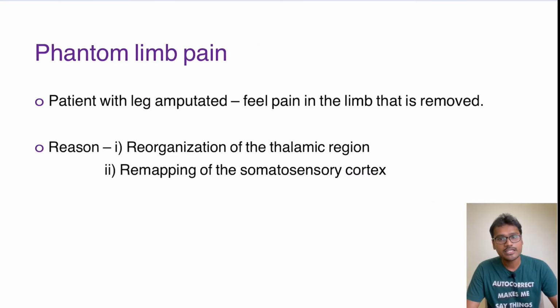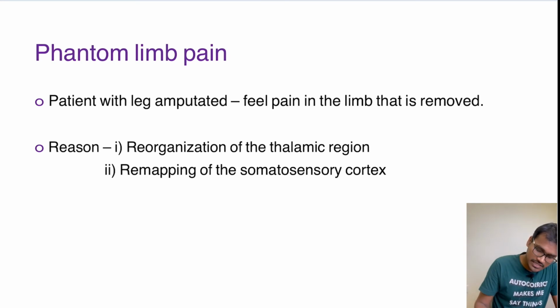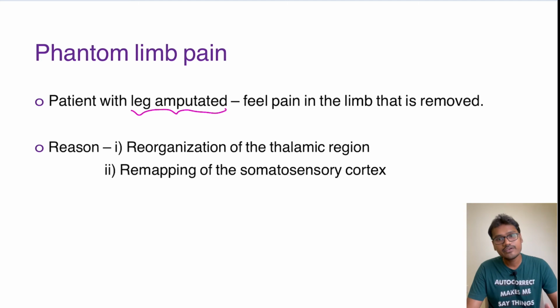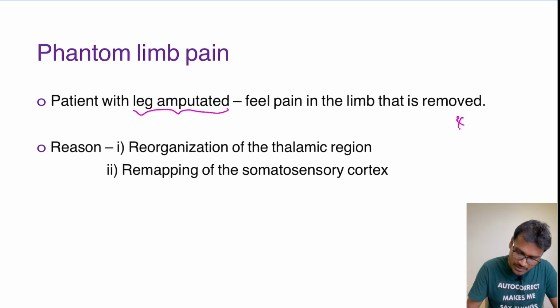So coming to the other pain, that is phantom limb pain. We have discussed it in a detailed video in our explanatory series, but we will just revise it. In phantom limb pain, whenever the patient's leg is amputated, even after the amputation the patient feels as if he still has the limb and is having some painful stimulus in the limb which is amputated. So how does it happen?